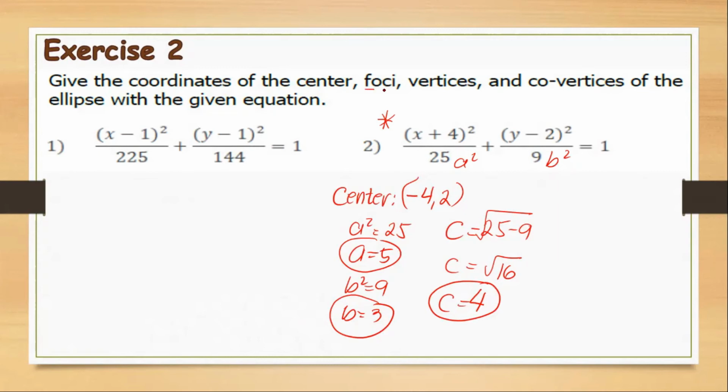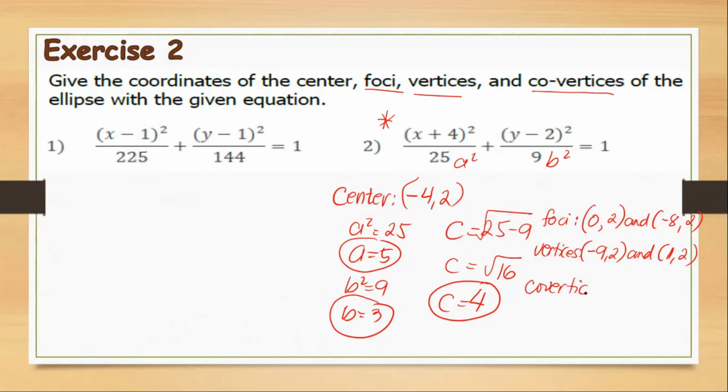And so it will be easy for us to find the other parts of our ellipse. The foci will be at, since it's on the x-axis, we have to move at x. Negative 4 plus 4 is 0: (0, 2), and negative 4 minus 4 is negative 8: (-8, 2). The vertices will be at, a is 5, so we have negative 4 minus 5, that is negative 9: (-9, 2), and negative 4 plus 5 is 1: (1, 2). And the co-vertices, we have here b is 3. So that is (-4, 2 plus 3) which is (-4, 5), and (-4, 2 minus 3) which is (-4, -1). So those are the coordinates of our co-vertices.